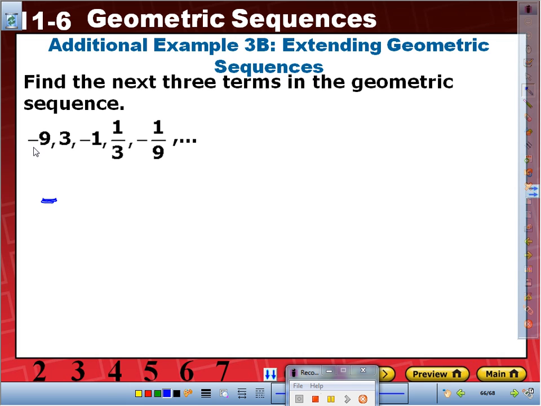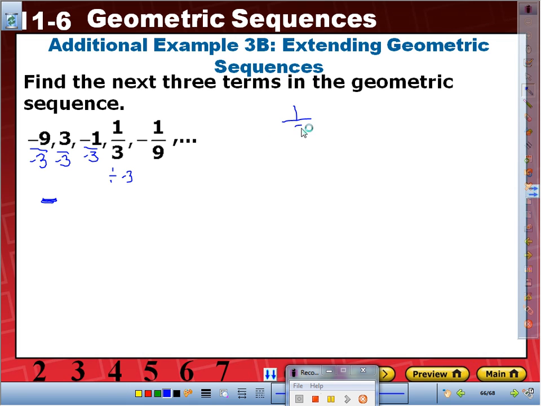So with that said, do we multiply the 9 or do we divide the 9 to get 3? Divide. So therefore, we divide by -3. Is that correct? What is -9 divided by -3? +3. Let's see if the same pattern works for this one. +3 divided by -3. What is that? -1. -1 divided by -3, that's +1/3. 1/3 divided by -3 should give us -1/9.